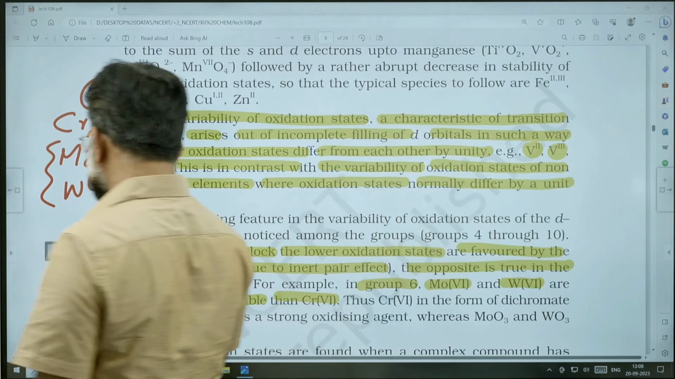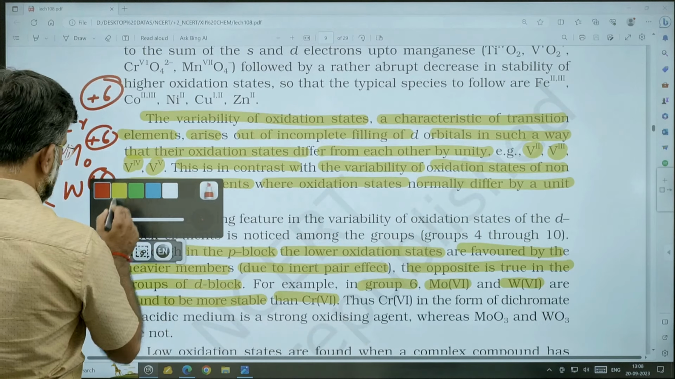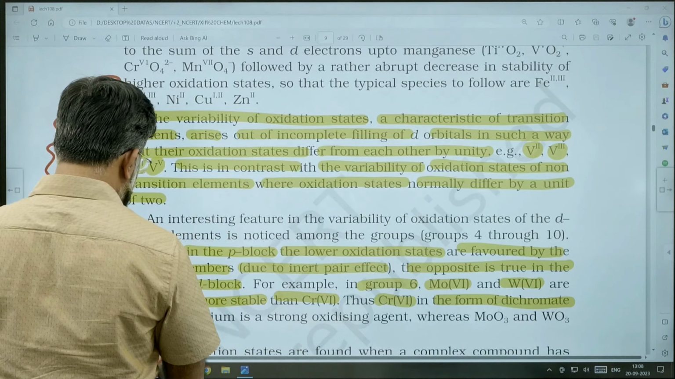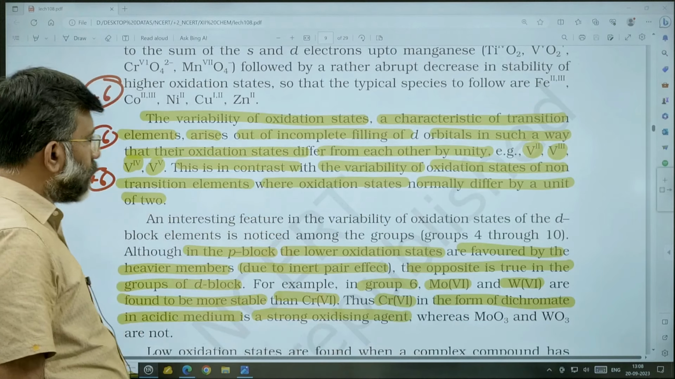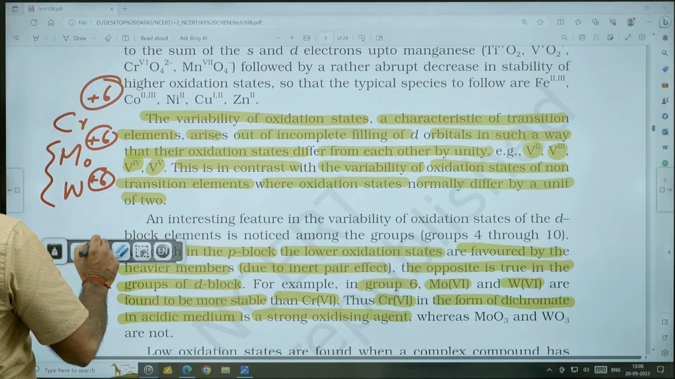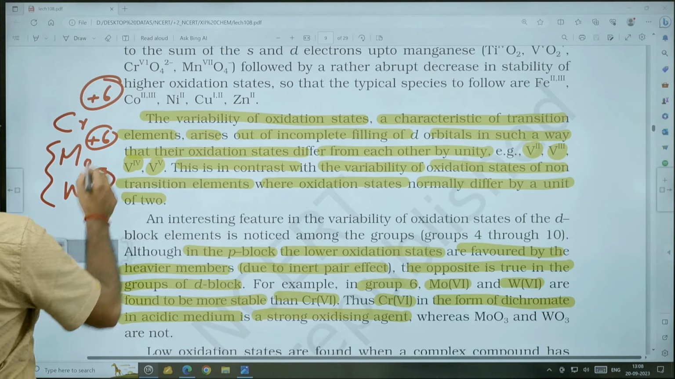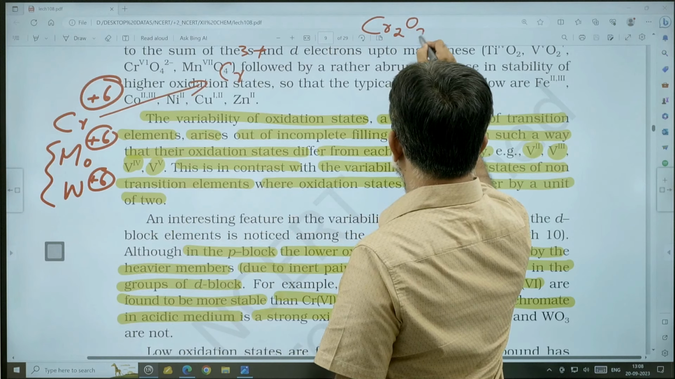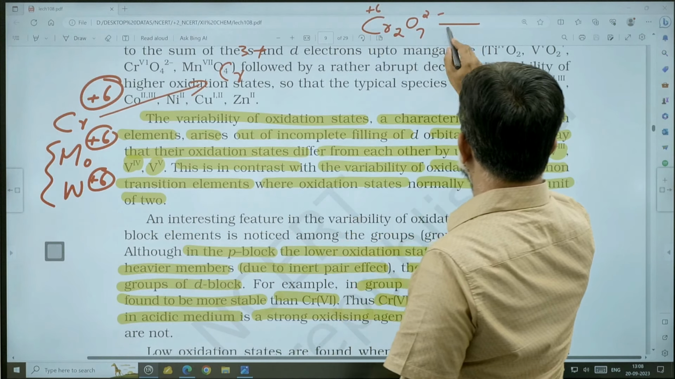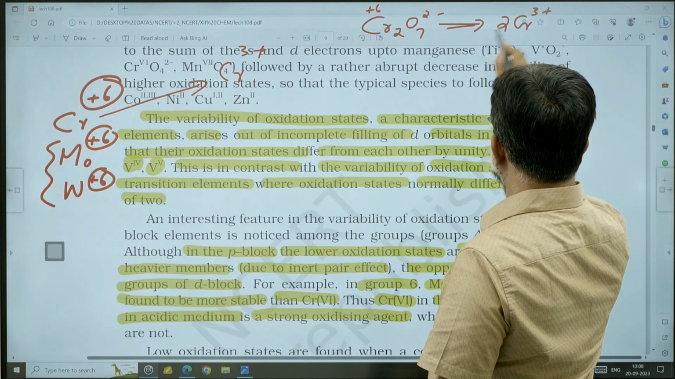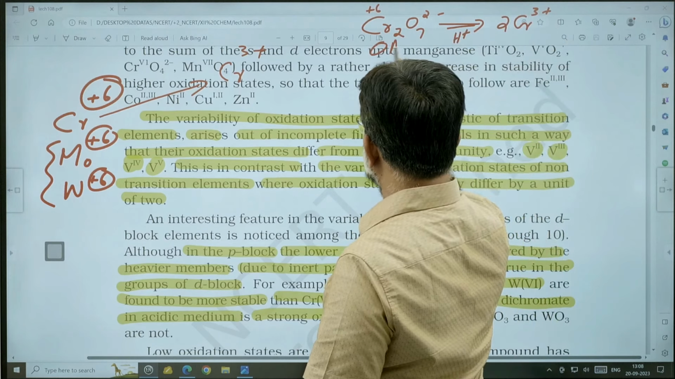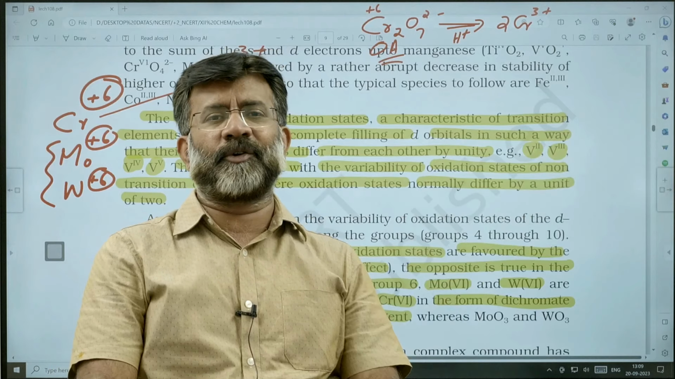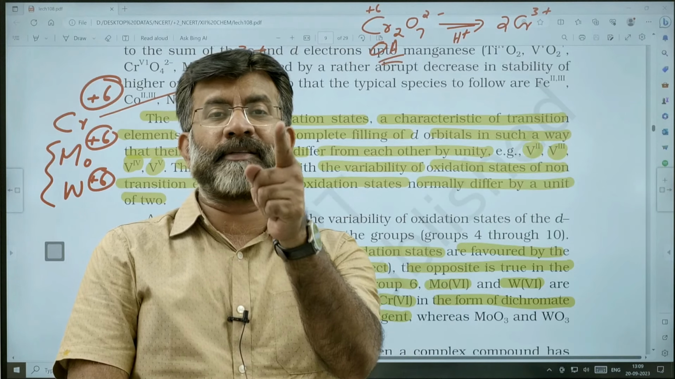Do we have any evidence? Definitely we have evidence. What evidence? Look at the evidence. Chromium 6 in the form of dichromate in acid medium is a strong oxidizing agent. Chromium 6 will be easily converted to chromium 3, as all of you know. Cr2O7 2-, chromium 6, is easily converted to 2Cr3+ in acid medium. It's a very good oxidizing agent. So chromium in the +6 state is easily converted to +3 state, undergoes reduction, and acts as a good oxidizing agent.